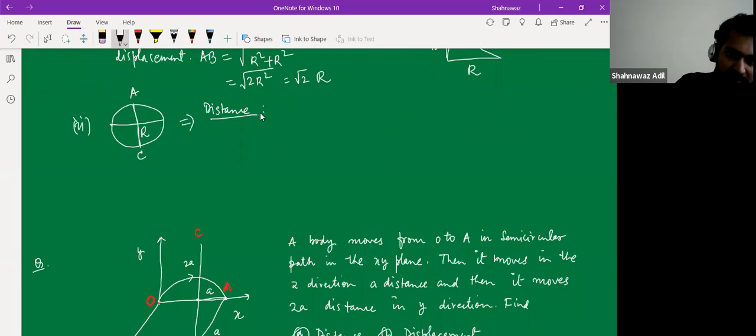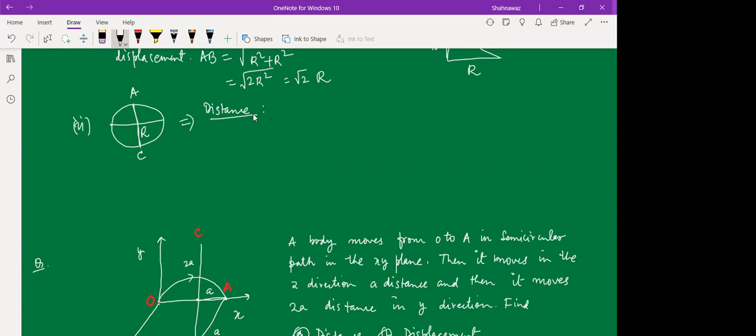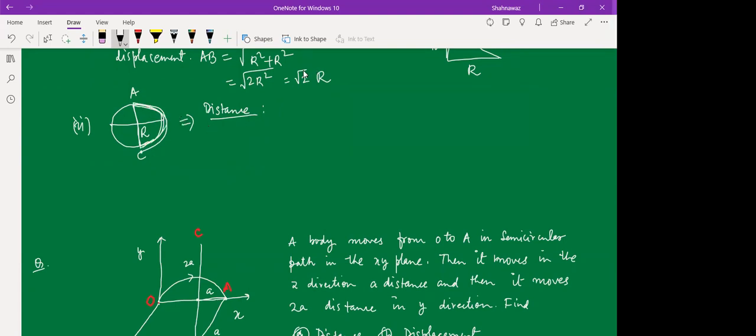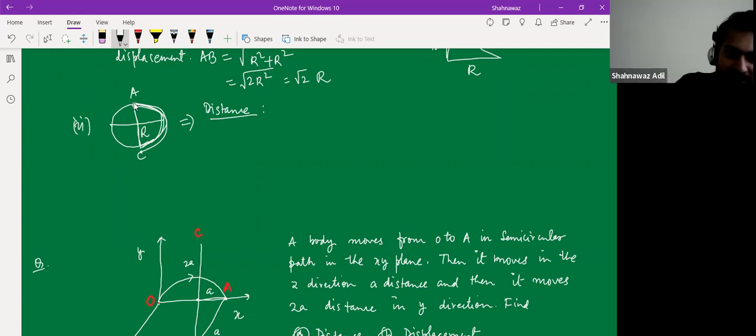What will be the distance? Two times the distance between A and B. Yes, that is one method. You can also calculate this arc length. Yes, that is the right answer. You can always multiply, this is exactly the same. So you can multiply this by two and you get the final AC length.